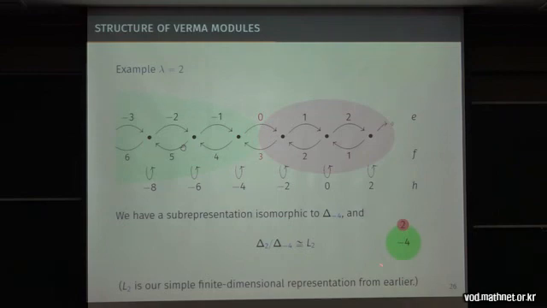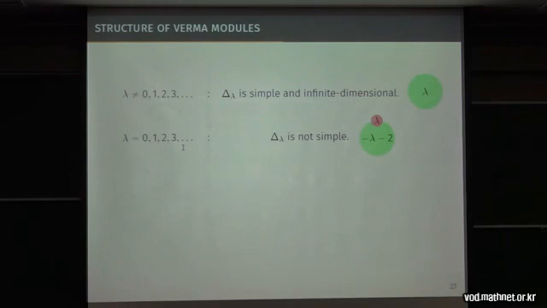It's not semi-simple, so it has 2 pieces. So this is big and infinite dimensional. This is infinite dimensional down here. And then it has this finite dimensional thing on top. Okay. So these are the structure of our molecules given by these Verma modules in this case.